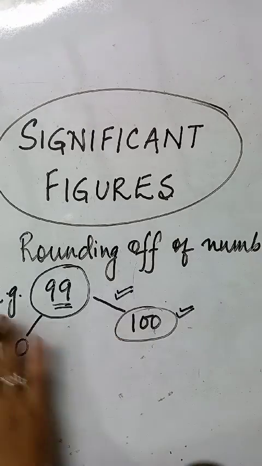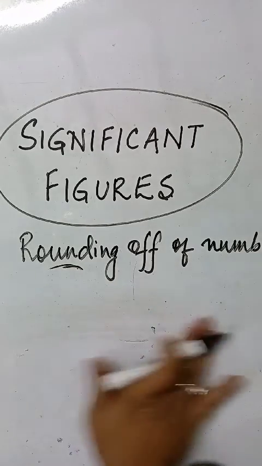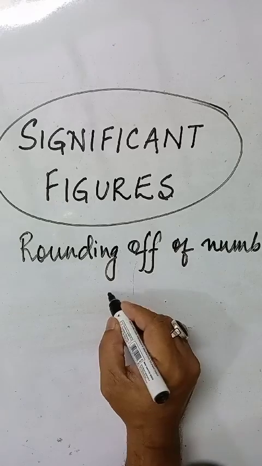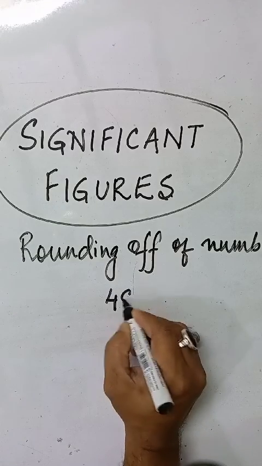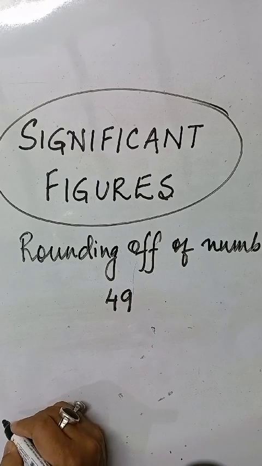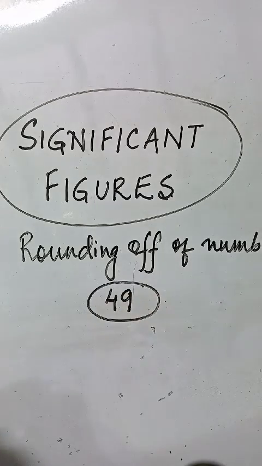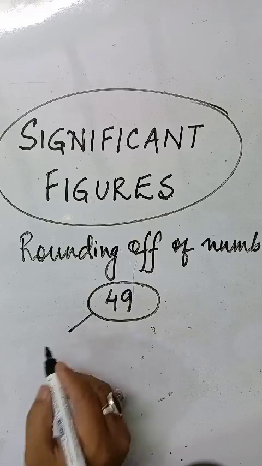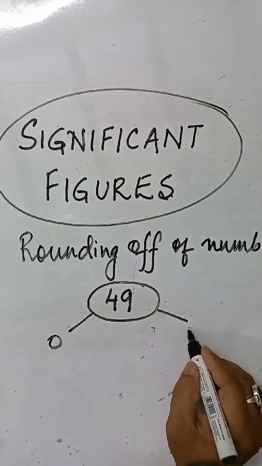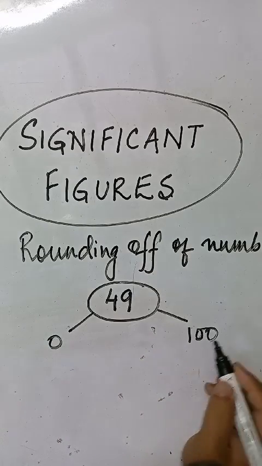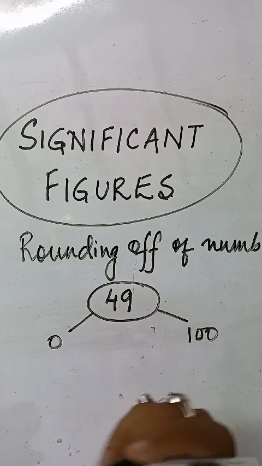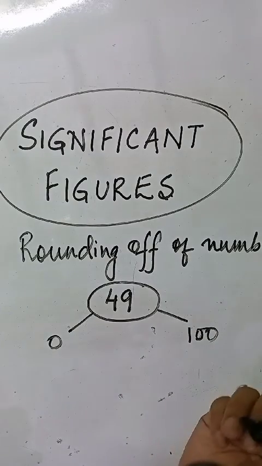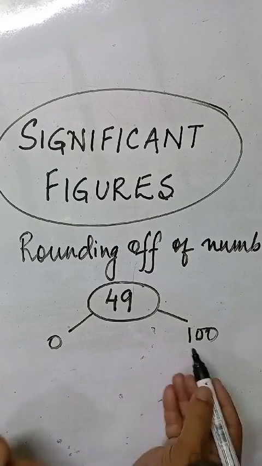Now let's take up another example. Let's say somebody gives you 49. Suppose that 49 is the number, and you have to round it off to the nearest 100 again. On the left side you have 0, and on the right side you have 100. Again we are talking in terms of rounding off to the nearest hundreds. So the nearest 100 on the right side is 100.